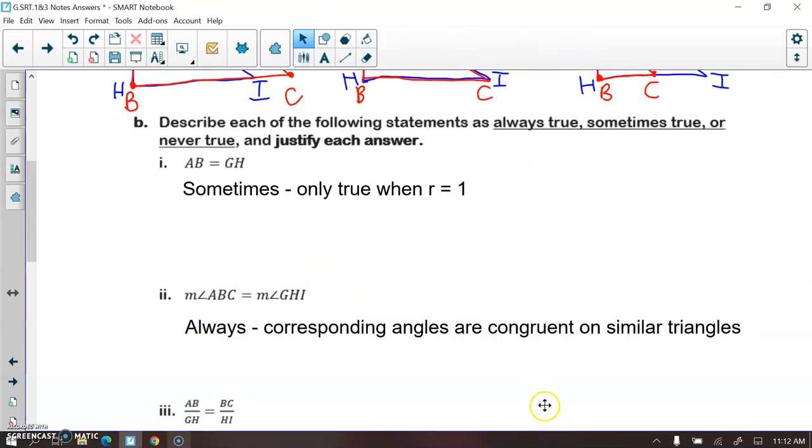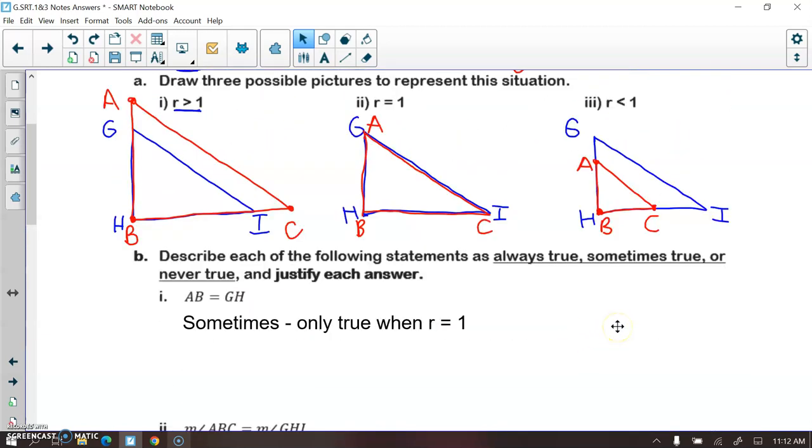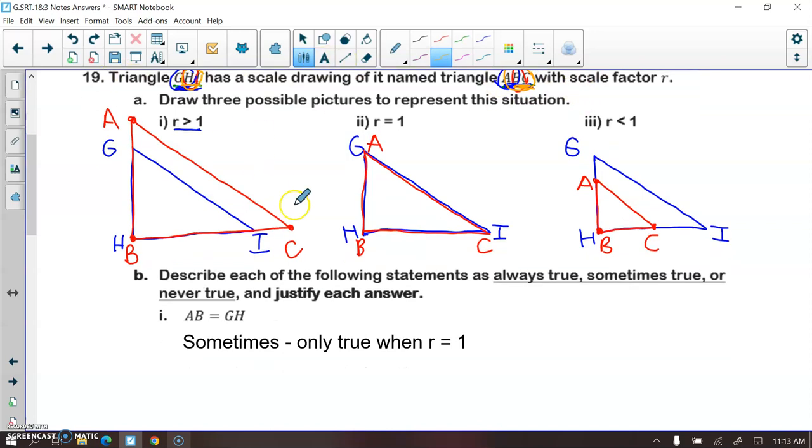So that's always true. And then AB over GH equals BC over HI. So the side AB corresponds with GH. So they're saying AB over GH equals the ratio of BC, which corresponds with HI. So BC over HI.